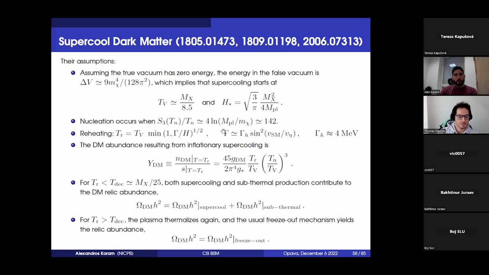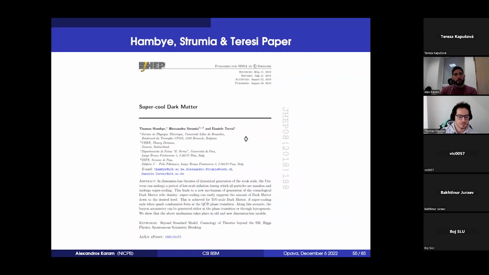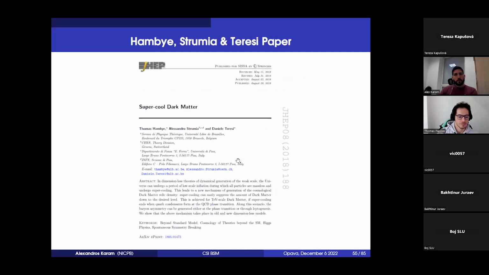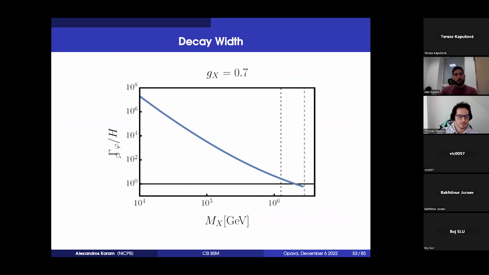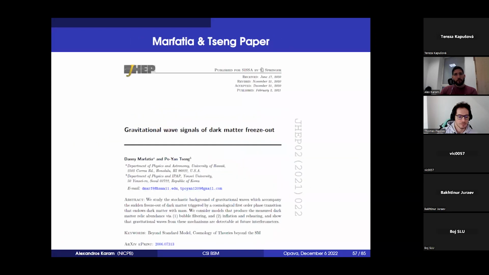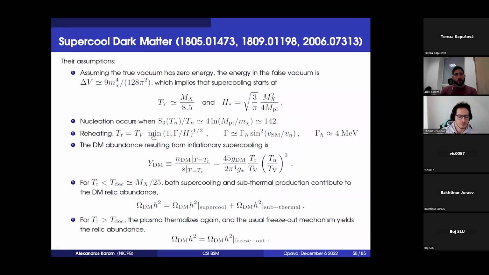But the problem is that they assume this very simplified expression for the decay rate. But as we saw, this has to be like this. And what this does is that, as I showed in this plot, it makes the decay rate larger than the Hubble rate. Therefore, from this formula, we always have the reheating temperature equal to the thermal inflation temperature. Therefore, we have instantaneous reheating.